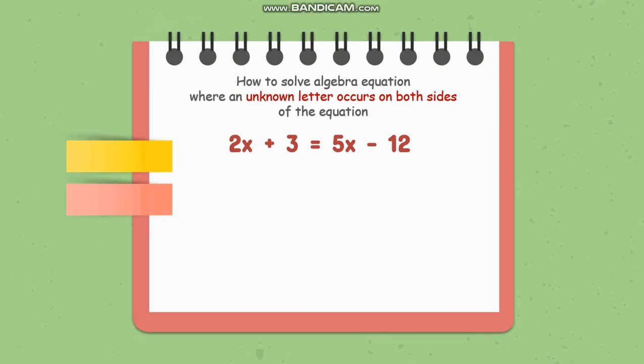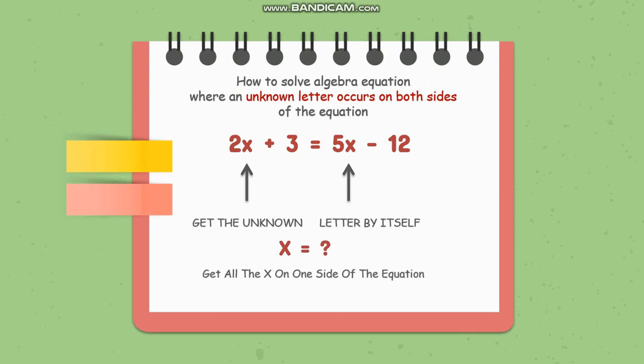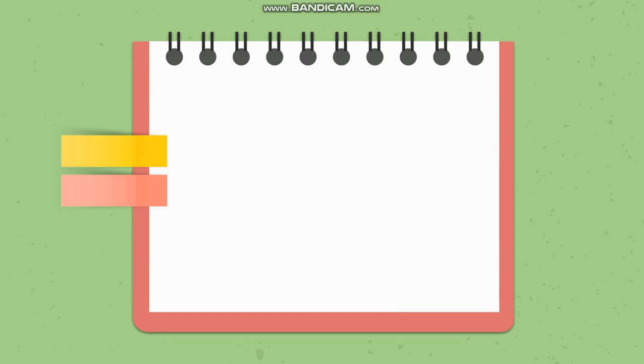To solve a question like this, we do exactly the same thing as with any other algebra equation. Namely, we need to get the unknown letter all by itself, so that we end up with just x equal some number. To do this, we first need to get all the x on one side of the equation and all the numbers on the other side. It's up to you which side you put each of them on, but in this case, it's probably easier to have x on the right side because there were already more x on the right than the left.